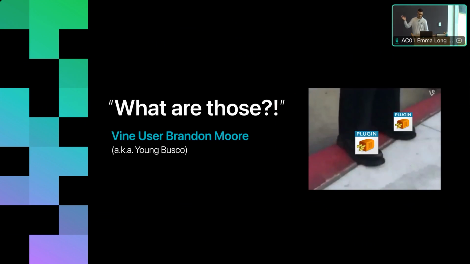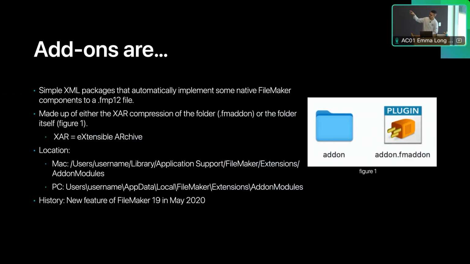So anyone who's used add-ons to this point, you're familiar with this little plug-in icon when you create your add-on. It's a little disorienting, so I thought let's start with talking about what they actually are. That little plugin icon is a simple XML package that automatically implements some native FileMaker components into the target application. So those components being the scripts, the layouts, the fields, all the things that you create in that add-on process.